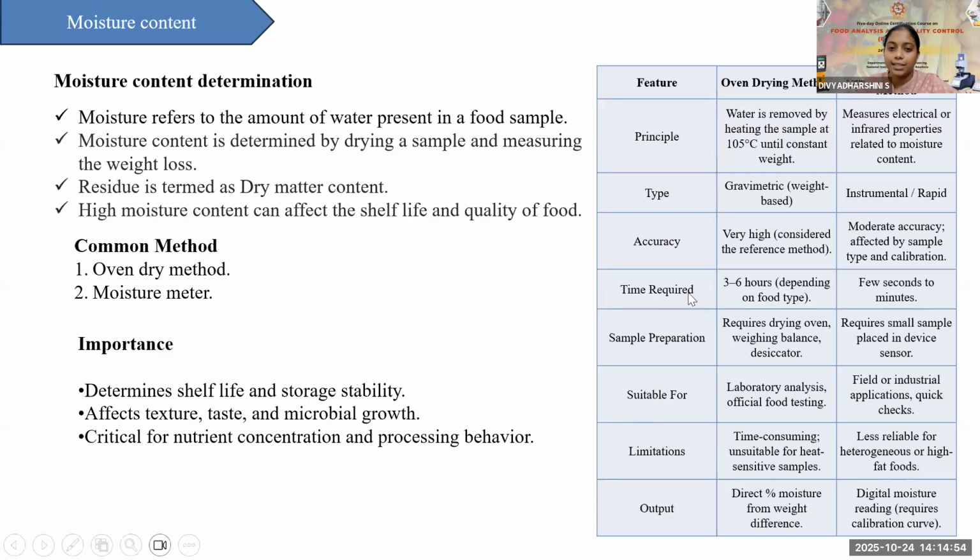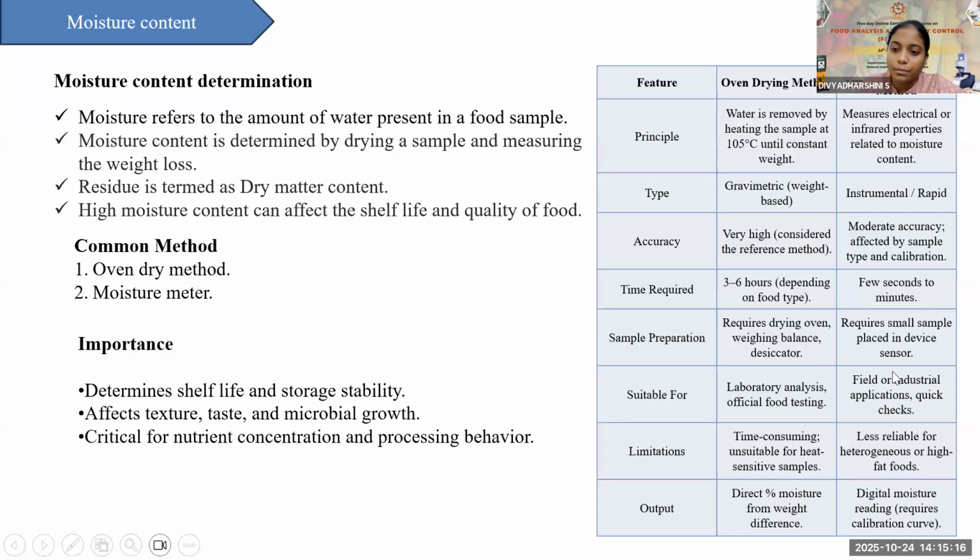Then sample preparation requires simple steps. For example, we need a drying oven, a weighing balance, and a desiccator with silica gel. Silica gel is a moisture absorbent. It doesn't allow moisture to enter, and it absorbs any excess moisture present in the atmosphere. Both methods are suitable for laboratory analysis.